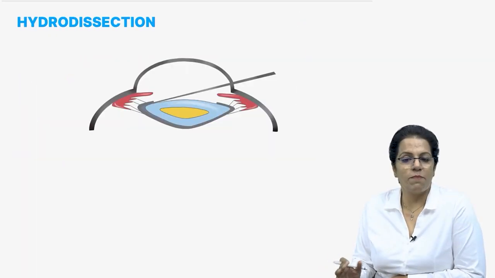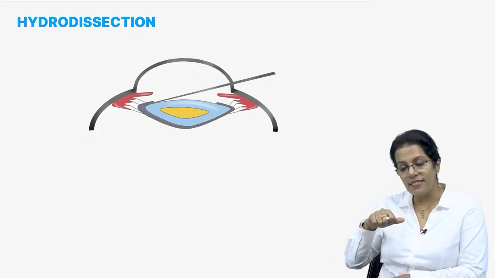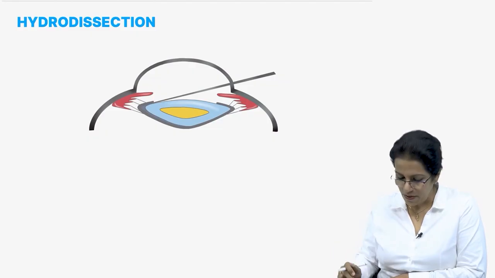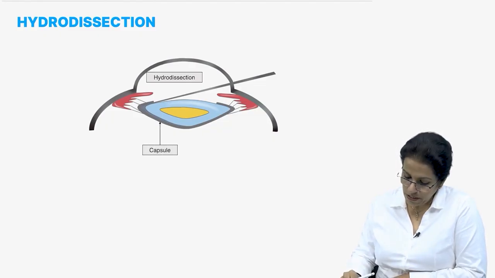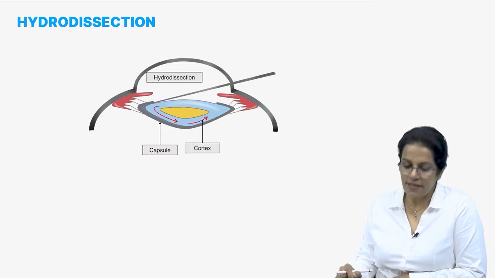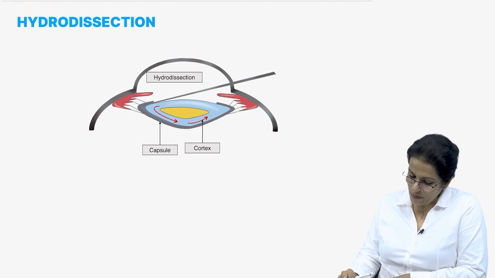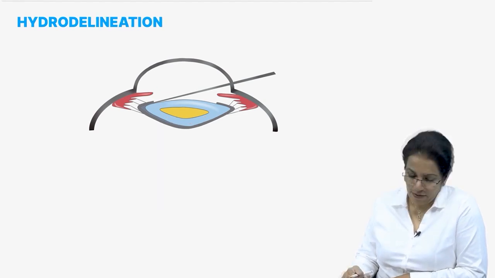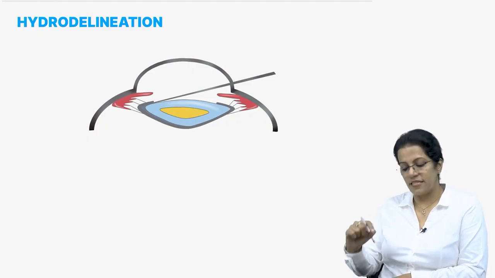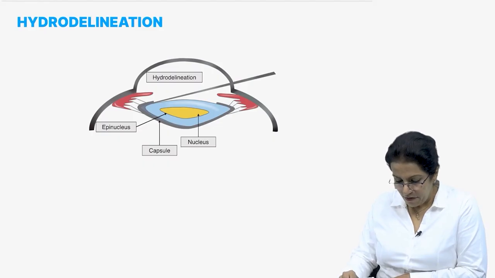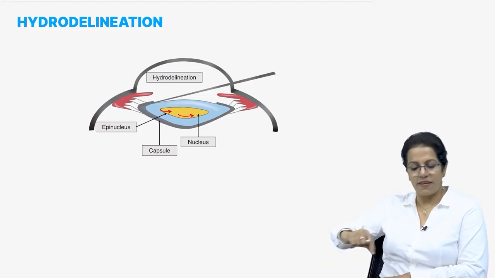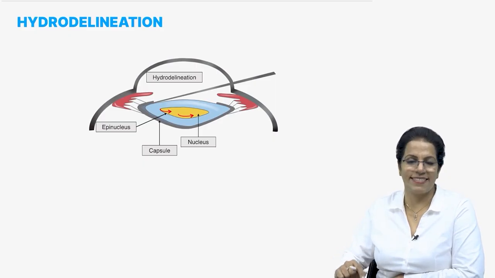So, we will understand a little better what is hydrodissection. What did I say? Injecting the water just below the capsule. Right? So, look at here. If this is hydrodissection, where this is the capsule and now the water is injected just below the capsule to separate the lens from the capsule. This is what is hydrodissection. What is hydrodelineation? This time my water injection is around the nucleus. So, this is your hydrodelineation, where the water is injected just outside the nucleus, separating the nucleus from epinucleus.